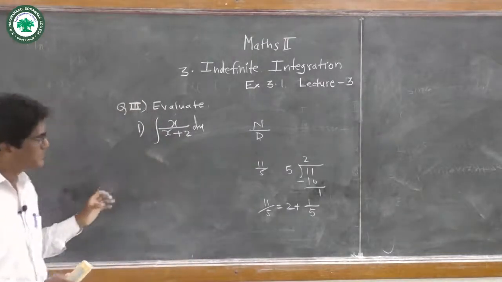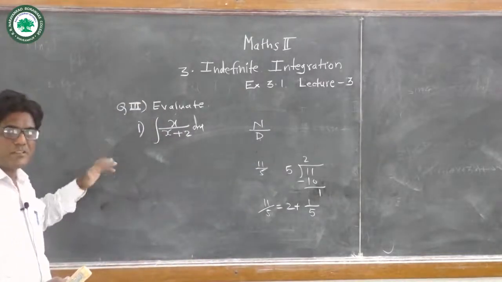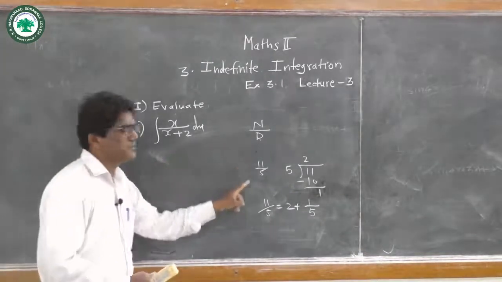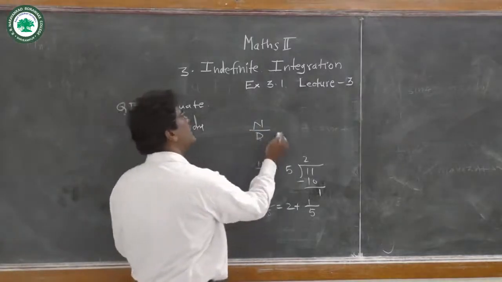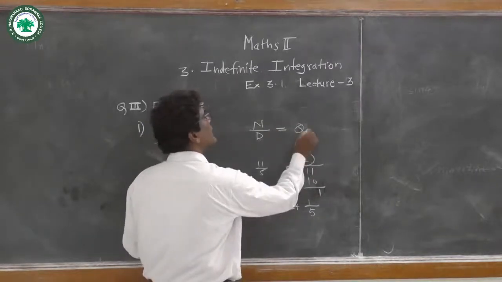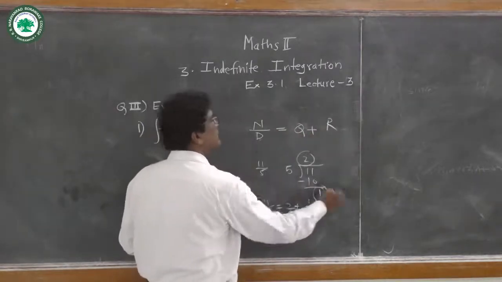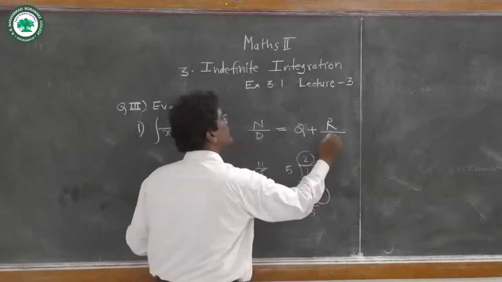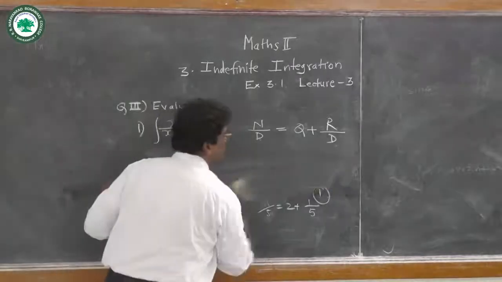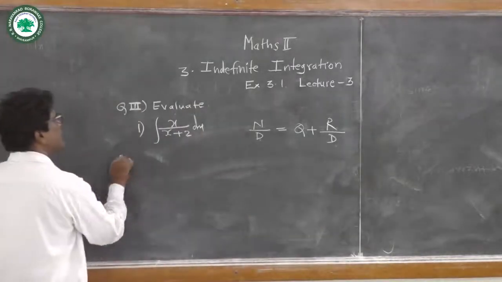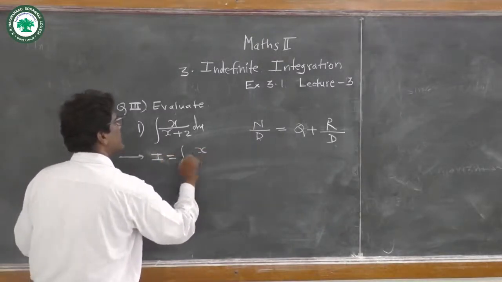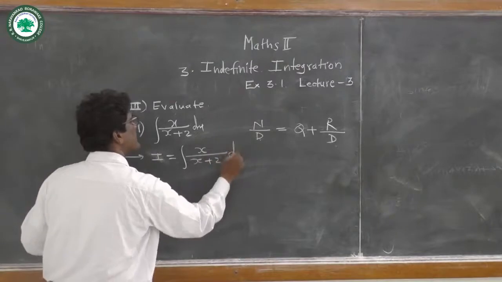We use this trick to solve such type of problems. The first, second and third problems are of this type. In these three problems we use this trick: n upon d is equal to the quotient plus the remainder divided by the denominator, the divisor. Now the solution. Let I be equal to the integration of x upon x plus 2 dx.